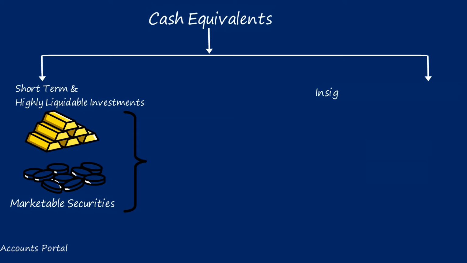With respect to the second condition, on realization into cash, there should be insignificant change in value. That part of highly liquid instruments which can be converted into cash at insignificant risk. The wordings are very important: which can be converted into cash at any given point of time but at insignificant risk. Minor risk is involved. For example, suppose I purchased a short-term investment for 5 lakhs.